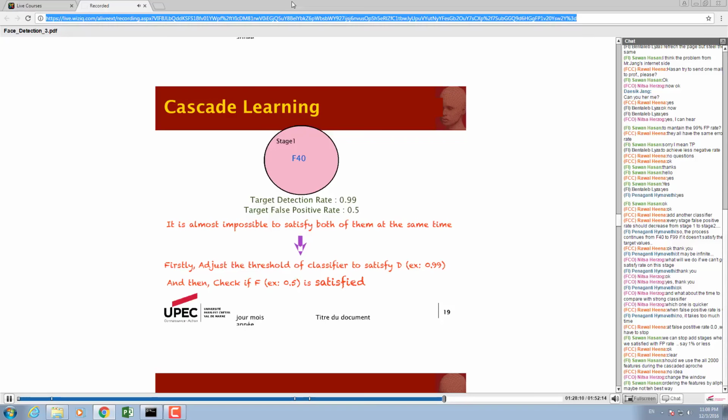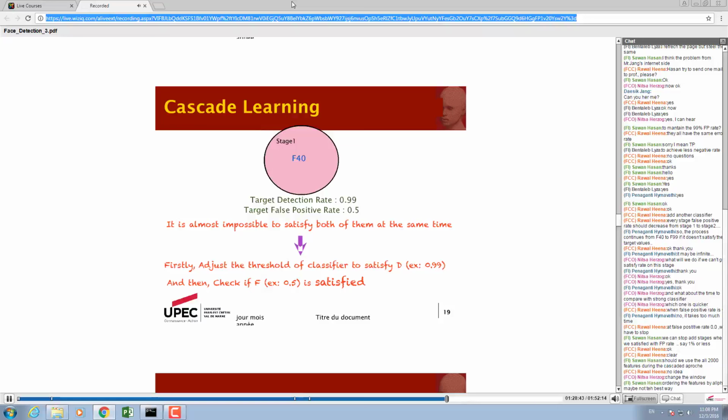So in reality, because we cannot estimate exactly, because the features are just features, right? So we cannot estimate exactly, they will keep the same level of detection rate, and the target false positive rate will decrease. Sometimes it can increase, sometimes it can decrease, right? So in practice, it is almost impossible to satisfy both of them at the same time.